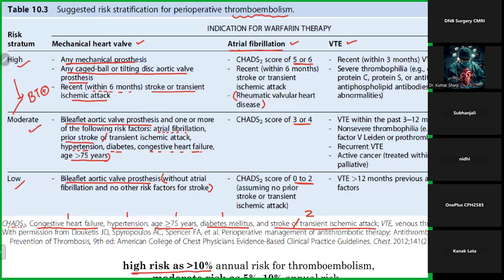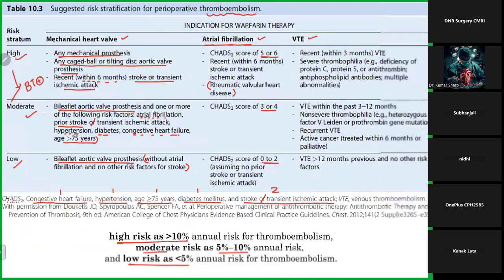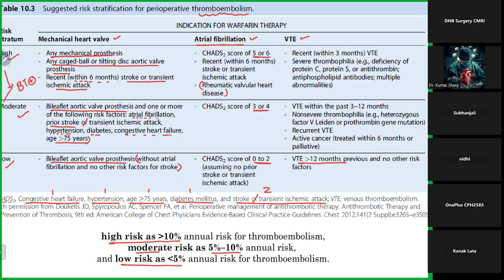Venous thromboembolism, more than 12 months previous episode and no other risk factors. VTE within the past 3 to 12 months. Non-severe thrombophilia, recurrent VTE, and active cancer, which is treated within 6 months or palliative. Recent VTE, severe thrombophilia, including these particular conditions, come in the high risk.